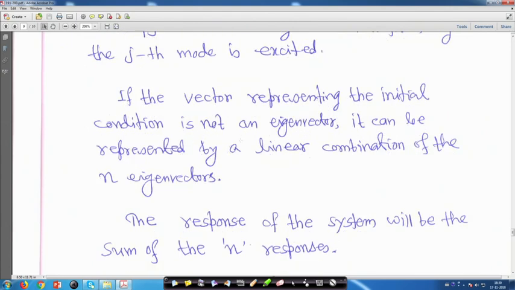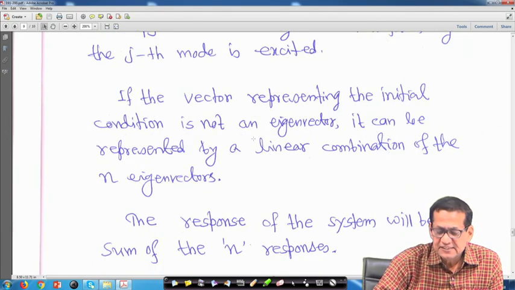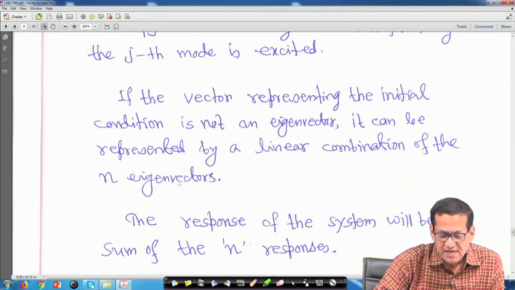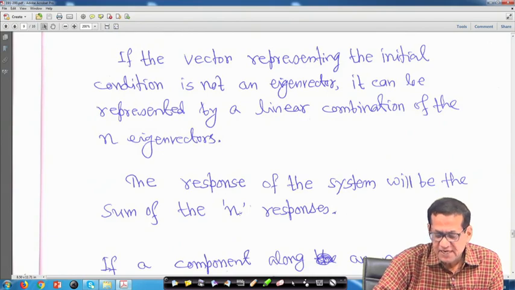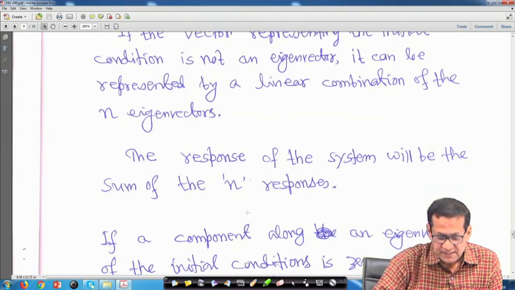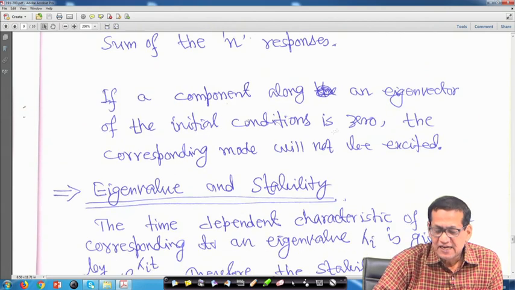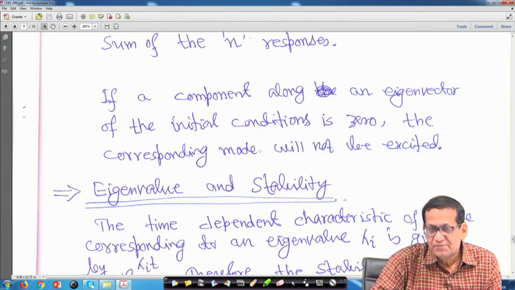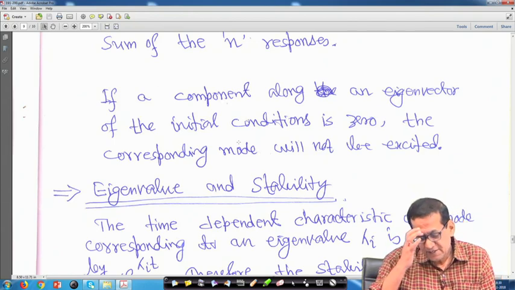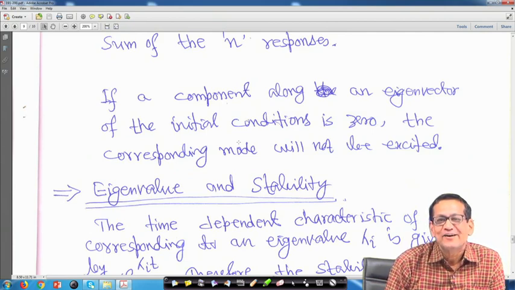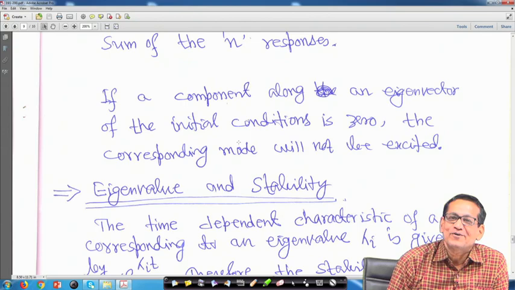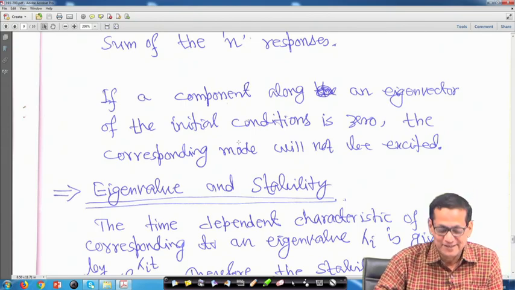Now, if the vector representing the initial condition is not an eigenvector, it can be represented by a linear combination of the n eigenvectors. The response of the system will be the sum of the n responses. Therefore, if a component of the initial condition along an eigenvector is 0, the corresponding mode will not be excited. So, a little bit of understanding and a little bit of practice is necessary. We will take altogether, I believe, 3 or 4 examples later.